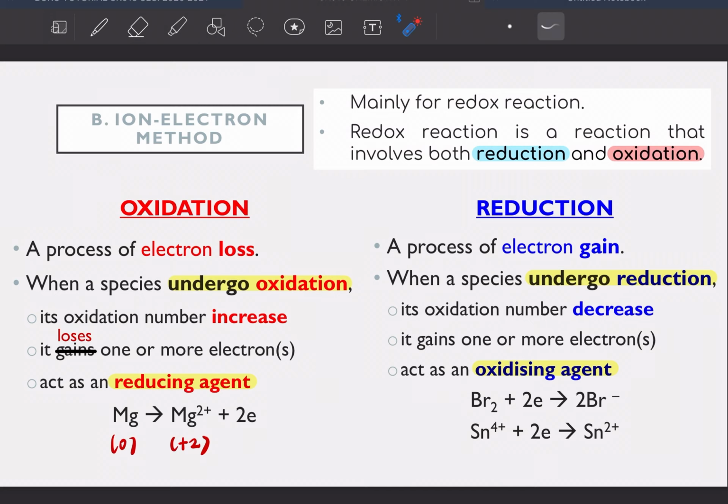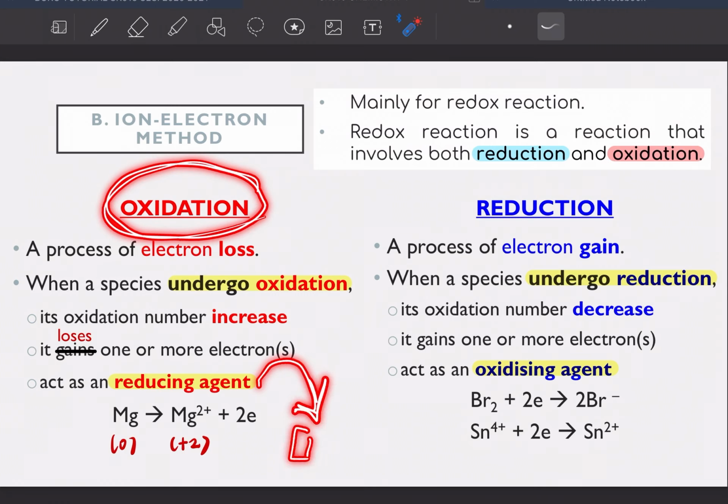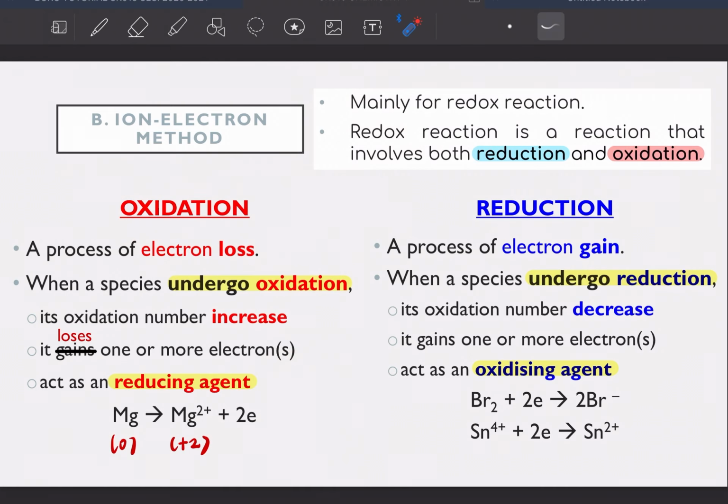Reducing agent is someone that will undergo oxidation so that the other person, okay, will undergo reduction. So dia membantu the other element to undergo reduction while dia undergo oxidation. Okay, so that's why they are called reducing agent. Anyone who undergoes oxidation will be called a reducing agent. Okay, so reduction pula, it will be the opposite of oxidation, lawan lah, terbalik.